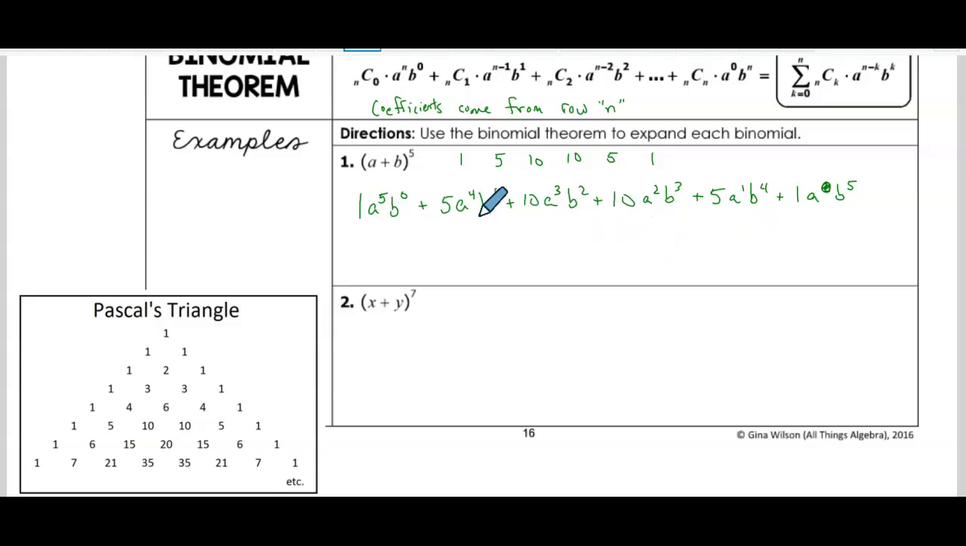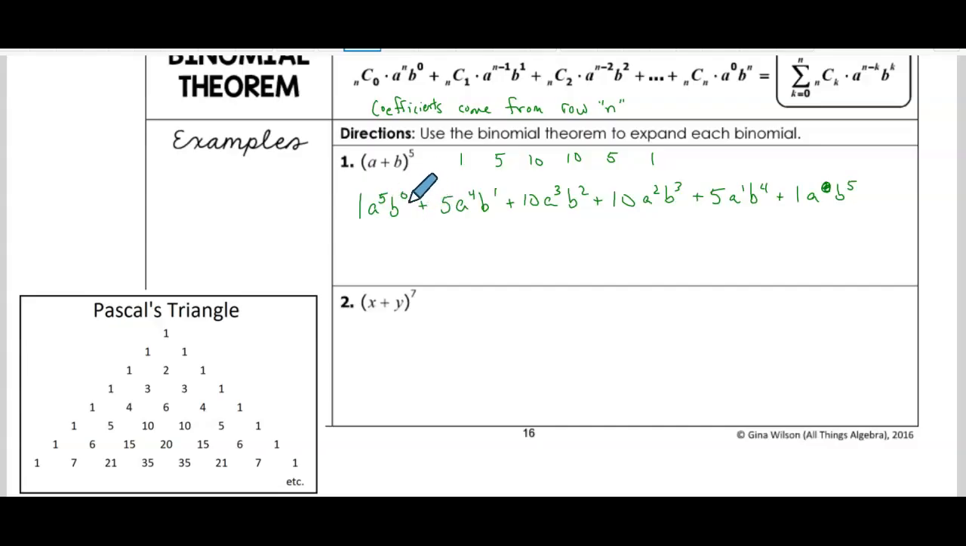Okay? Now look across here before I simplify this. Every single term, notice what the exponents do? 5 and 0, 4 and 1, 3 and 2. They're always adding up to the same power that we have in the original problem. So that's one way you can check your work here, is does every pair of exponents add up to the same as what we started with?